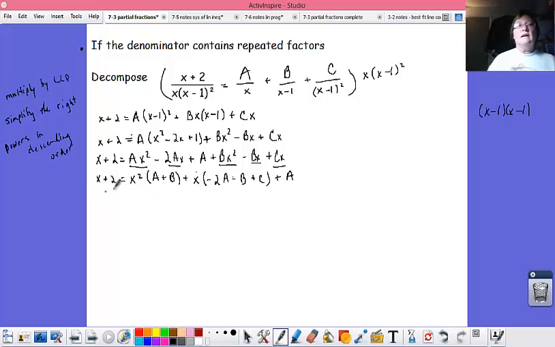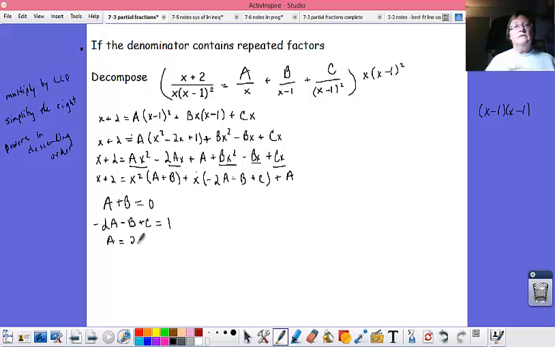And now we match things up. We're going to write our system of equations. And you'll notice there is no x squared term over here. So since there is no x squared, A plus B must equal 0, because there wasn't any x squared to match that with. X has a coefficient of 1, so negative 2A minus B plus C has to equal 1. And the constant 2 has to equal A.